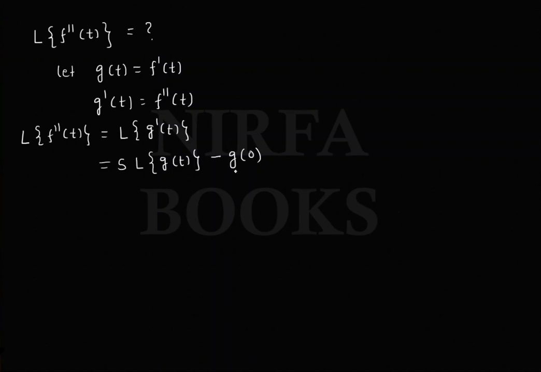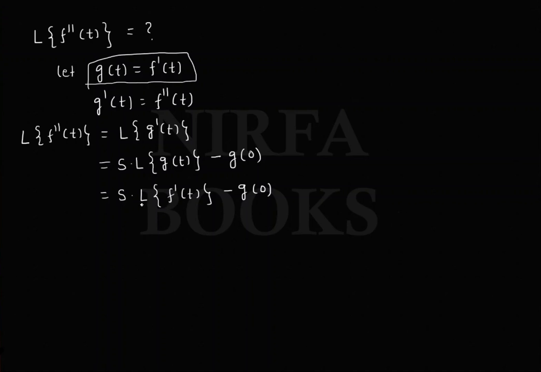This we have written due to the previous result. Alright, this is s into, keeping this s as it is, the Laplace transform of g of t. But already you have mentioned here that g of t is nothing but f dash t. So I am putting the value of g of t, and it is f dash t, minus g of 0.